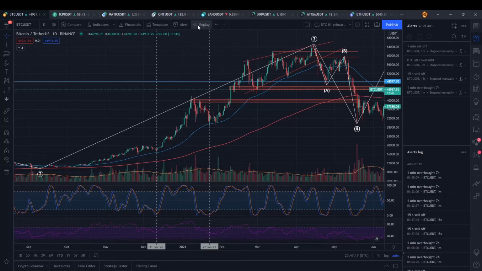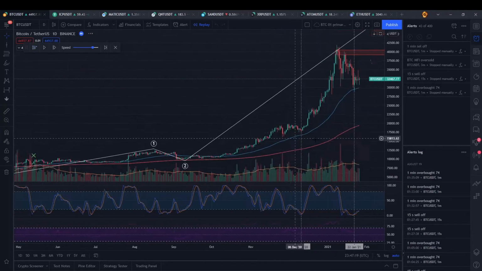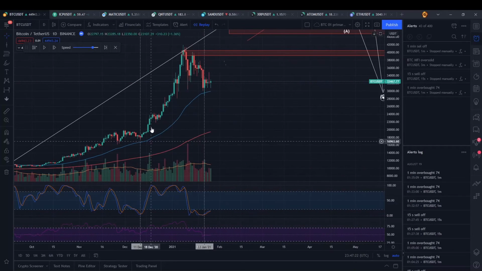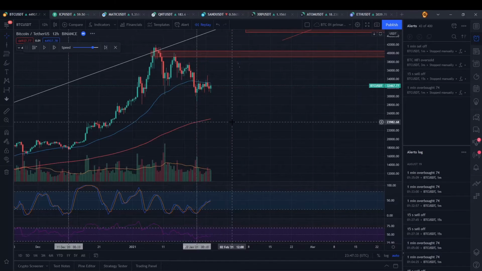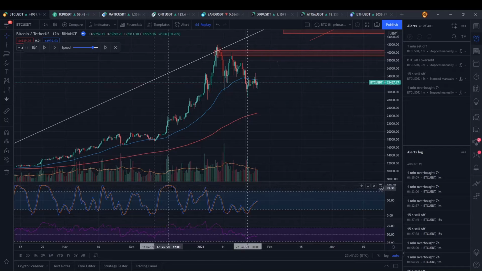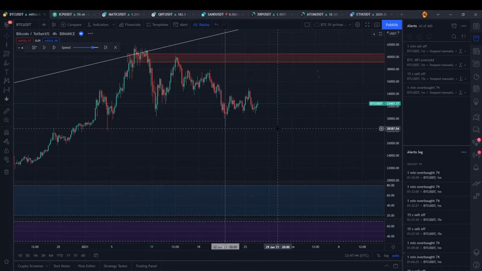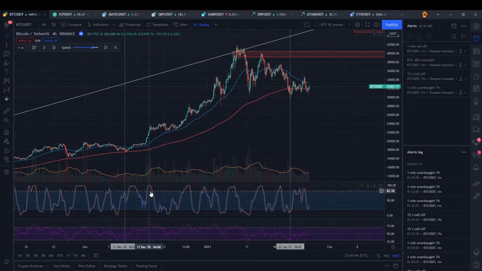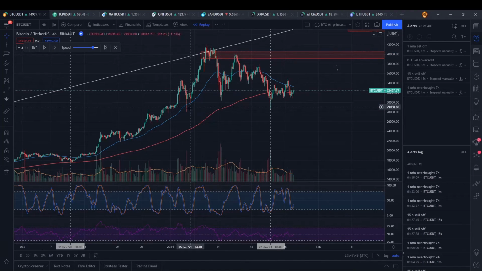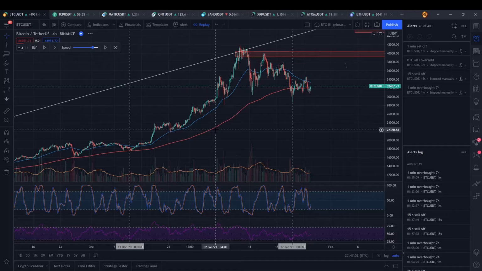Maybe use the replay to go back in time. So when you zoom in here at the daily, this is just one move up and one move down, not much happening otherwise. When you start zooming in on the 12-hour, for example, you see several other waves like this, up, down, up, down, up, down, etc. So I was very curious to see how, even for example on the 4-hour, you see more waves. So I was very curious to see what happens when we put these different time frames on top of each other.